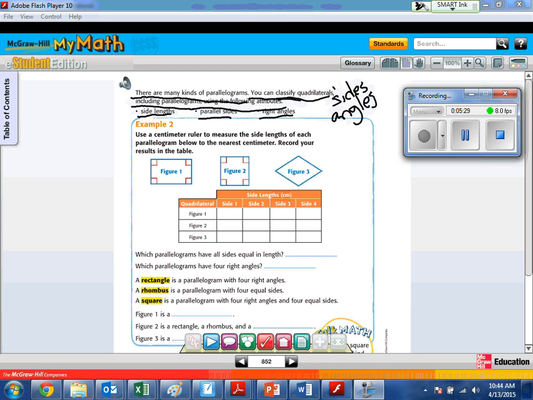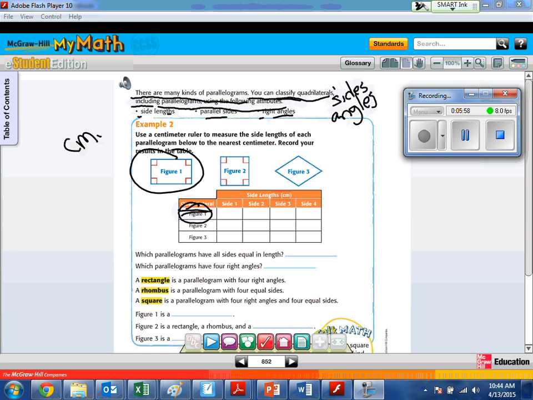Example number 2 says to use a centimeter ruler. That's our small cm ruler, our paper one. That should be inside our black folder. We're going to use the centimeter ruler to measure the side lengths of each parallelogram below to the nearest centimeter. Record your results in the table. We're going to go ahead and work on this one together, ladies and gentlemen. Okay, so let's take a look at figure 1. First, we got to match up our figure 1 with, down here in the table, our quadrilateral figure 1.